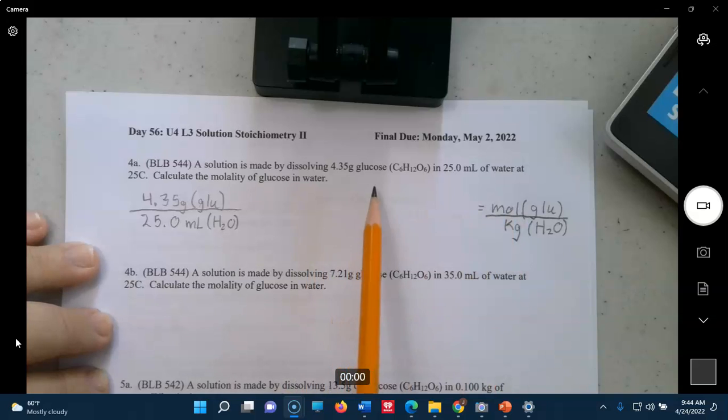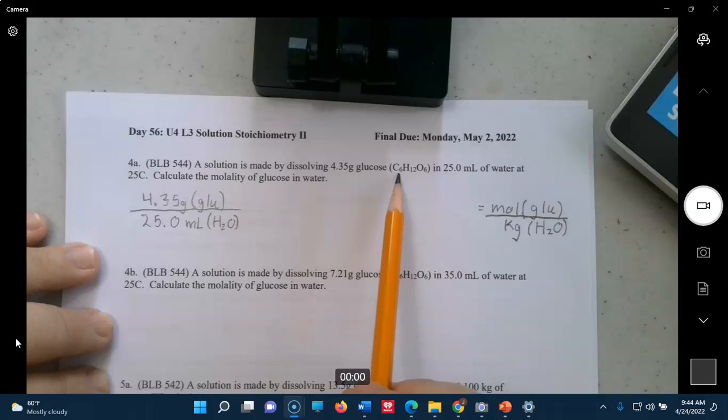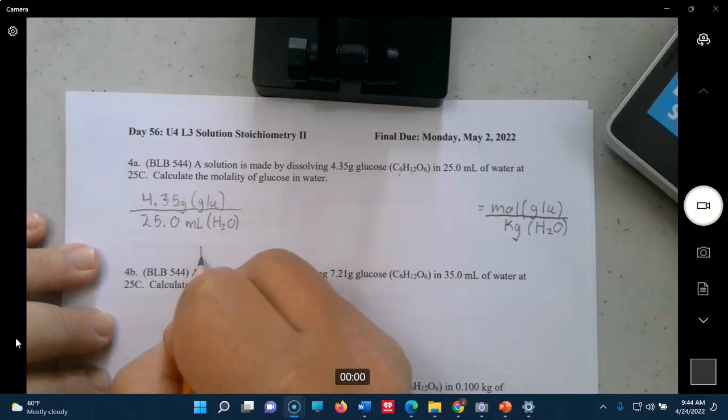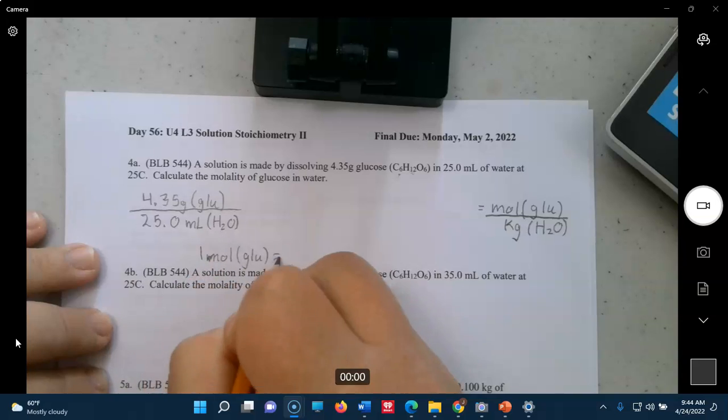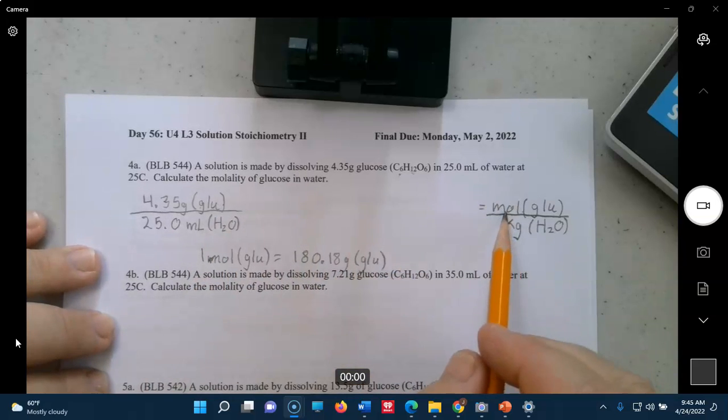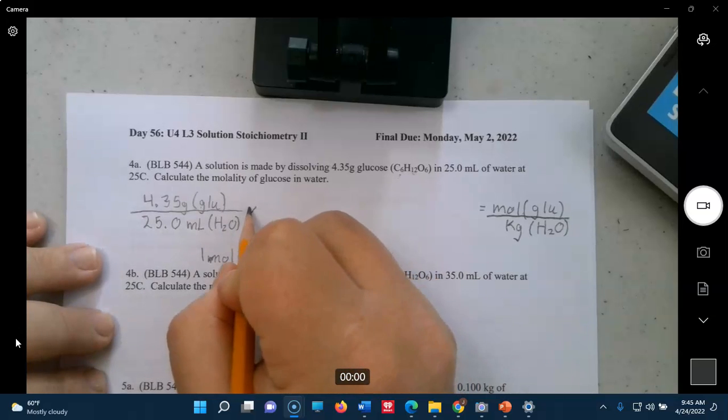And so you need to calculate the molar mass. So it's 6 carbons from your periodic table. Each one is 12.01, so it's 6 times 12.01. 12 hydrogens, that's 12 times 1.01. And 6 oxygen, that is 16, so 6 times 16. And when you do that, you get the molar mass of a mole of glucose. So that's going to be your molar mass to get you from grams to moles on the top. So we're going to go ahead and put that in.